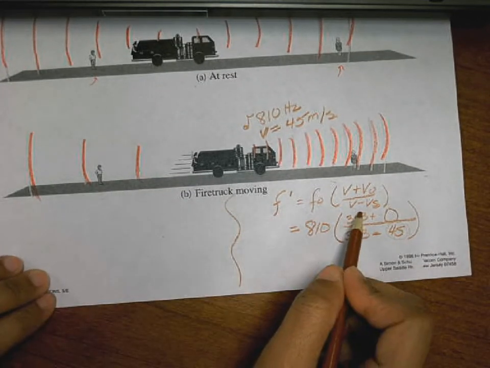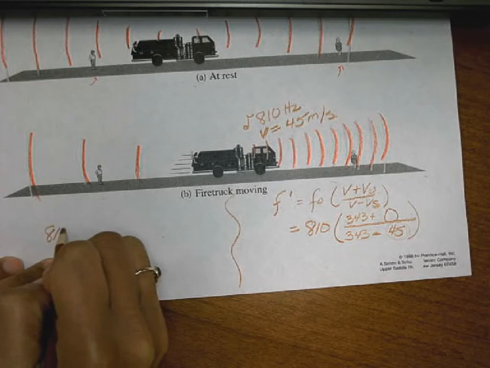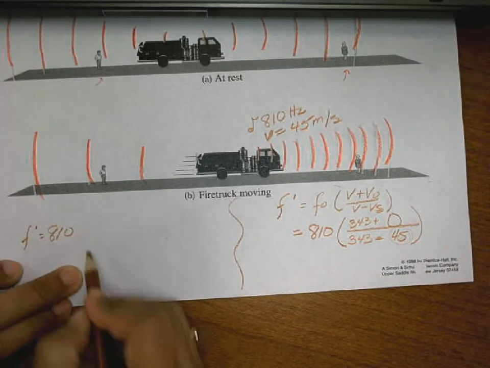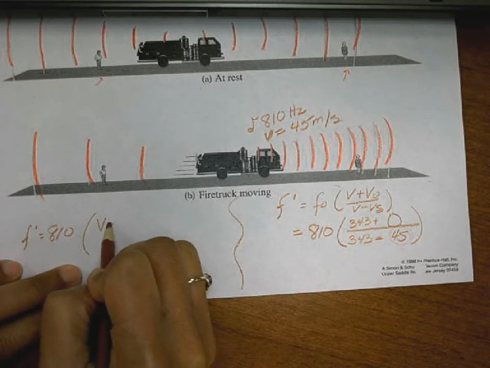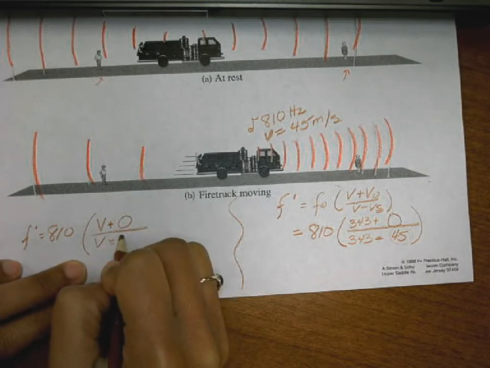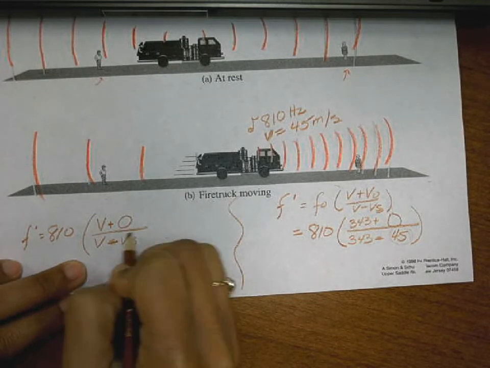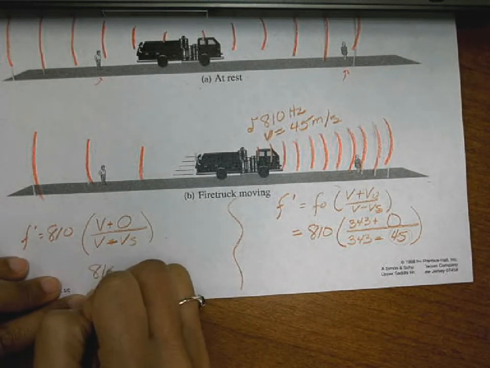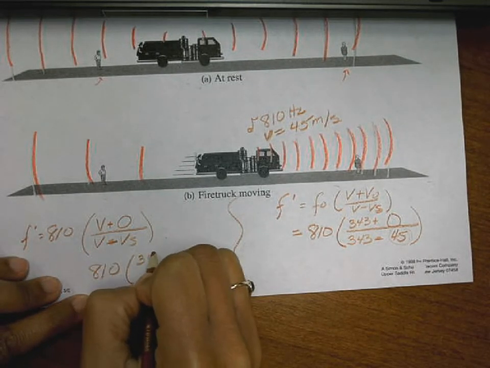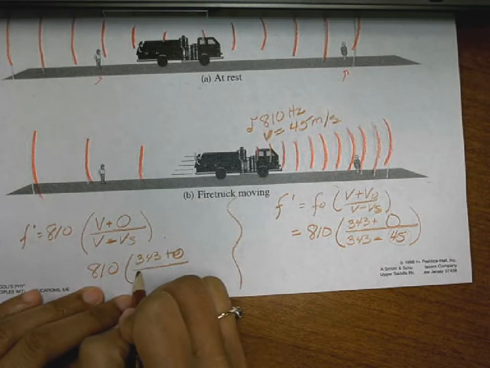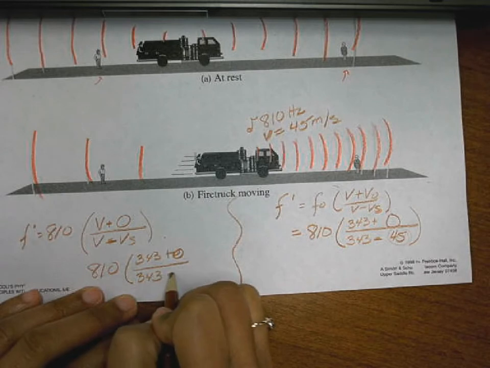So let's take a look at this guy here. Again, I have that same equation. 810 is what's put off by the fire truck. This observer, again, is 0, because he's not moving. And then the velocity of the source, that's minus. Oops, I put a 0 in there too soon. But we're still at rest. So 810, 343 plus 0 over 343 minus.